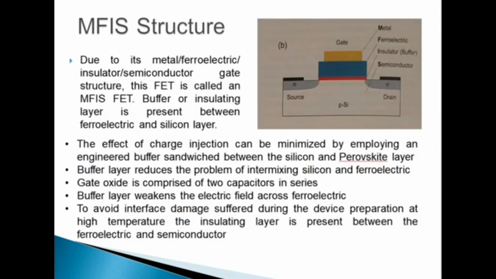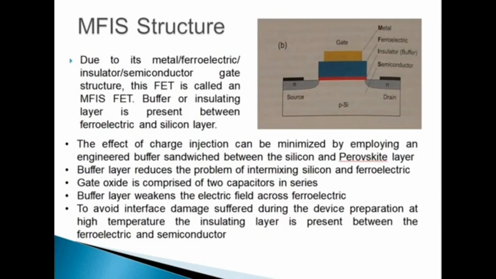The second structure is MFIS, metal ferroelectric insulator semiconductor gate structure. Due to its metal ferroelectric insulator semiconductor gate structure, the FET is called MFIS FET. Buffer or insulating layer is present between the ferroelectric and the silicon layer. The effect of charge injection can be minimized by employing an engineering buffer or insulator sandwich between the silicon and perovskite layer. Buffer layer reduces the problem of intermixing of silicon and the ferroelectric material.